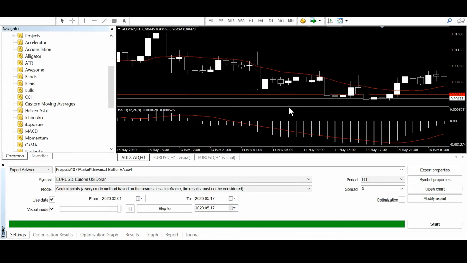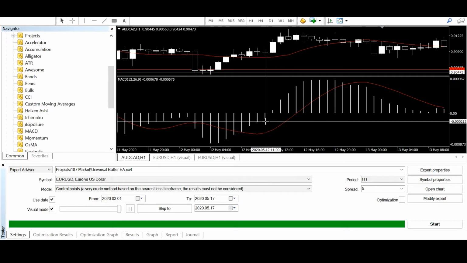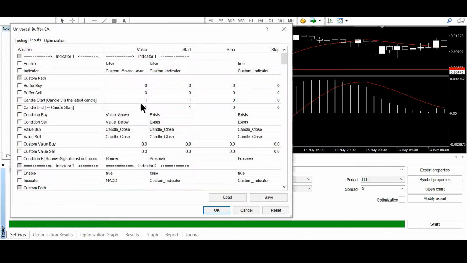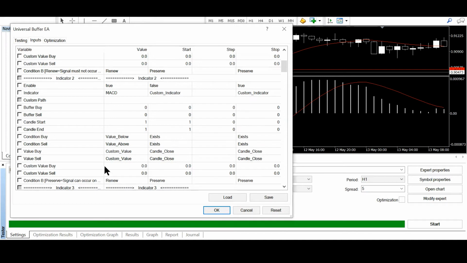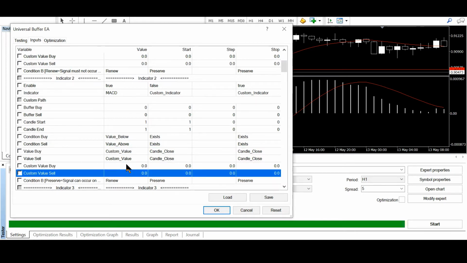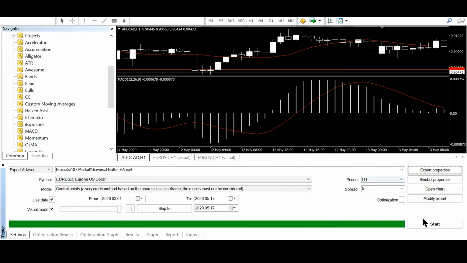And what is the condition now? The buy condition is if the first buffer is bigger than 0, then a buy trade should be opened and vice versa. Okay, so I don't select candle close, I select custom value, and I select 0 and 0, and 0 must be below the gray bar and a buy trade will be opened and vice versa. Press OK and start.